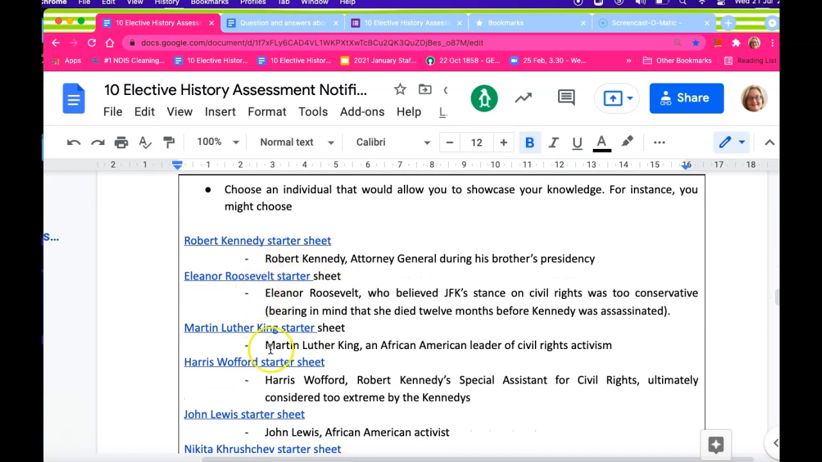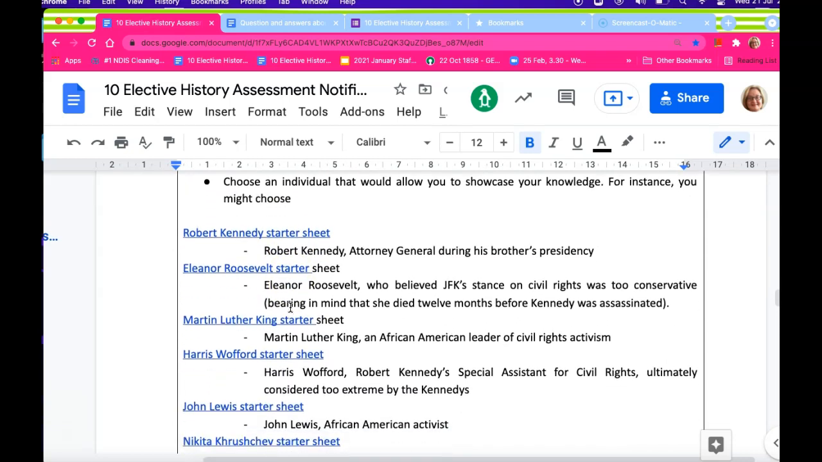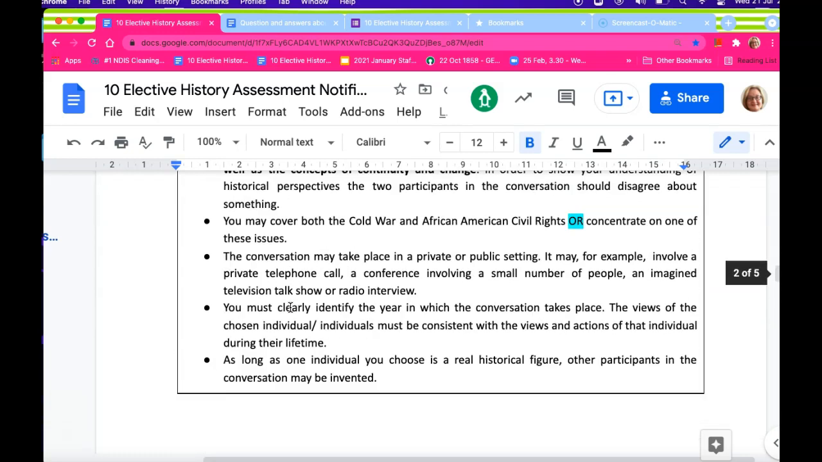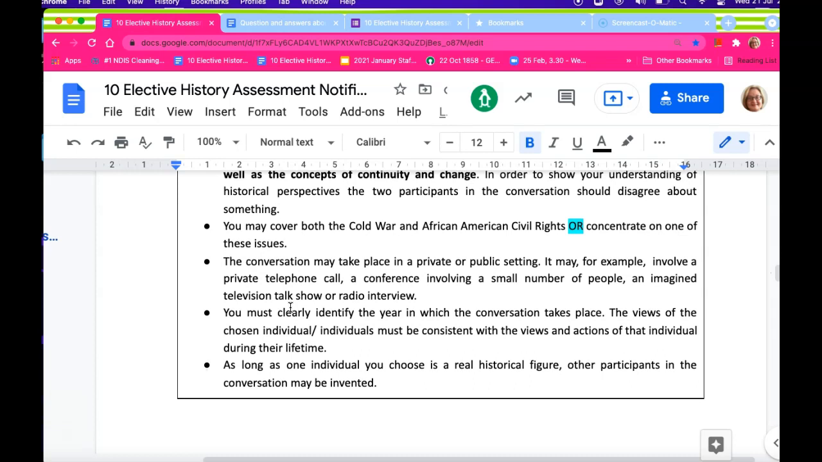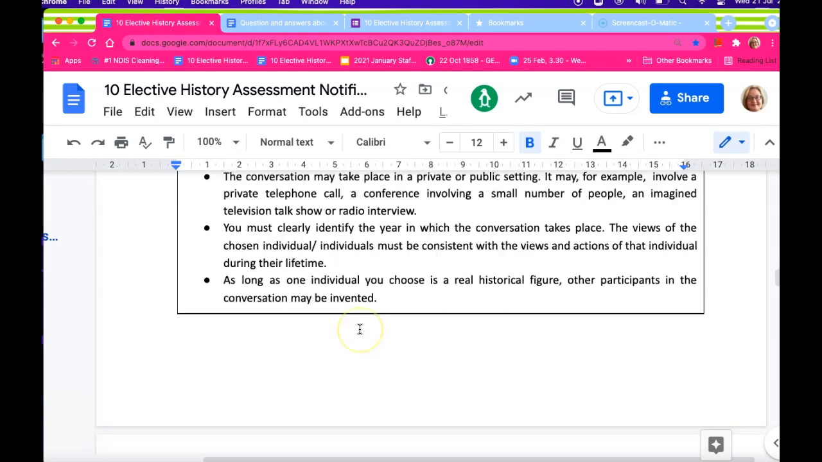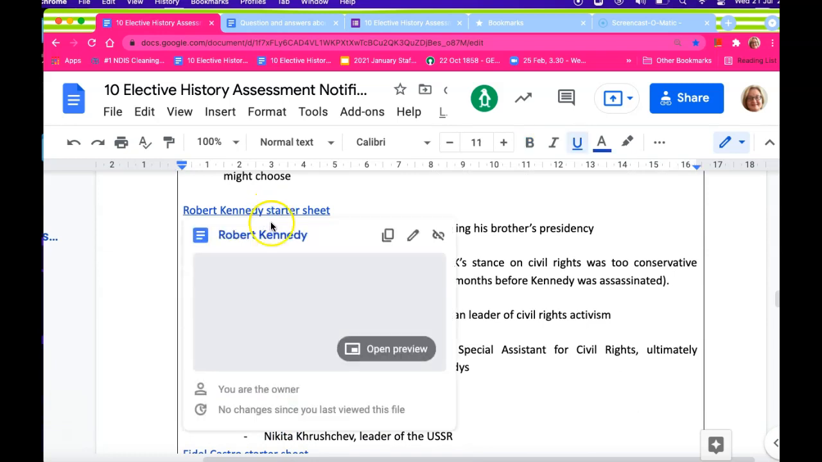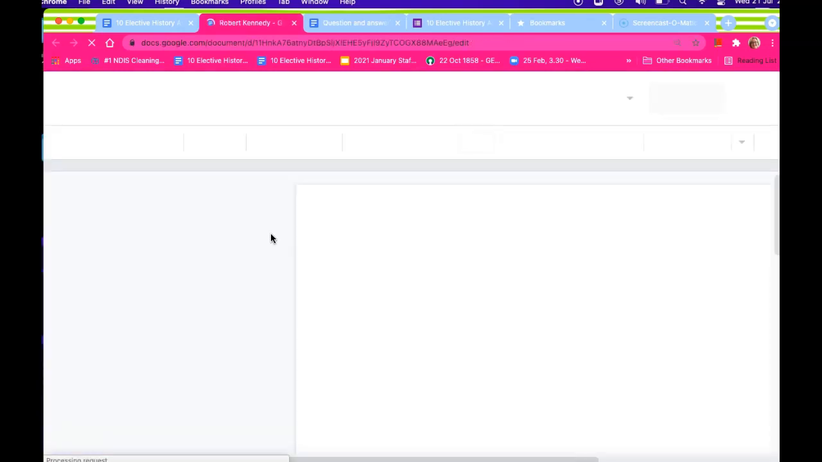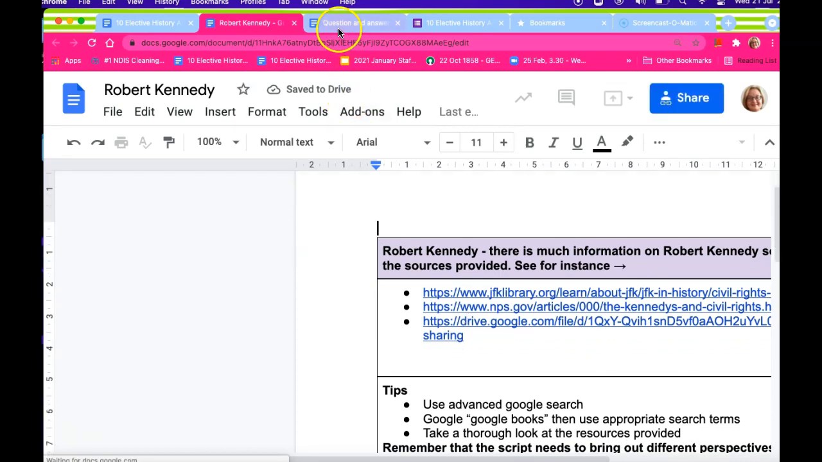Okay, note that for the scripts between individuals, remember that one of the individuals needs to have been alive at the time that JFK was alive, but the other individual involved in the conversation can be an historian, and it doesn't even matter if they're alive at the time, or it can be a person that you invent, or even yourself. Here are some starter sheets. By that I mean, I've got some resources embedded and some tips.